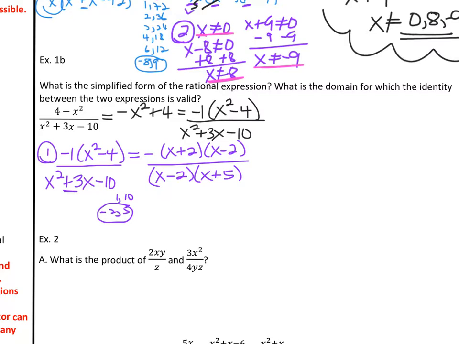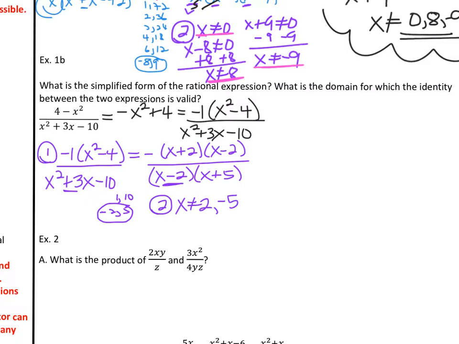In step 2, we're going to state any restriction domains that we have. We have x minus 2 in that first denominator. Can you think about what the domain restriction would be? It's not x plus 2, it's x minus 2. If it's x minus 2, that means x can't equal 2, because that would make the denominator 0. And if we have x plus 5, it can't equal negative 5, because that would make the denominator 0 as well. And that's all we do for step 2.